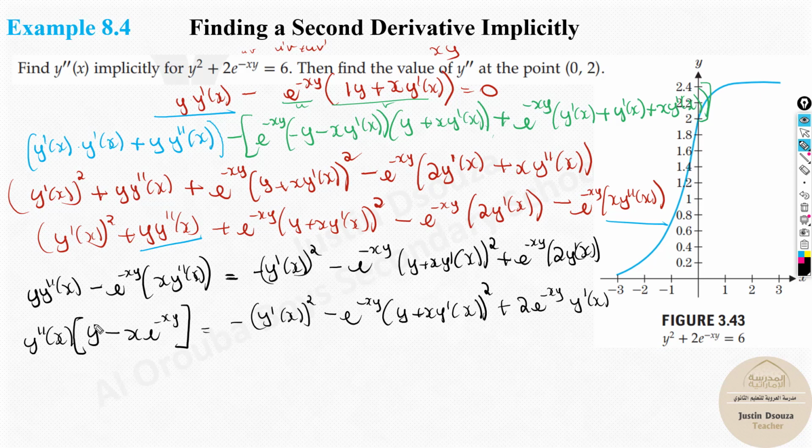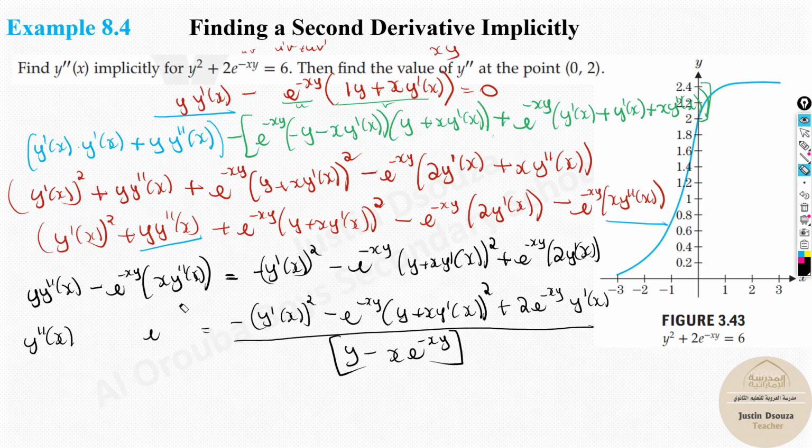Now, all I have to do is take this to the other side. I would be really frustrated to write this again and again, so I'll just divide this over here by this term. It'll be y minus x e to the power minus xy. I hope this is correct, because I paused it many times and I double checked each step. Till now, I didn't find any mistake. I'll just erase this because I brought this to the other side. Now, this is the answer.